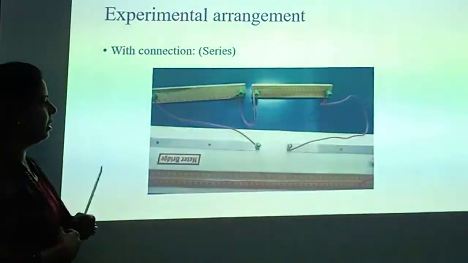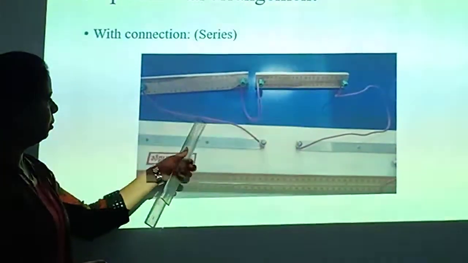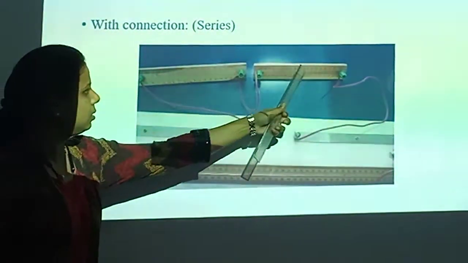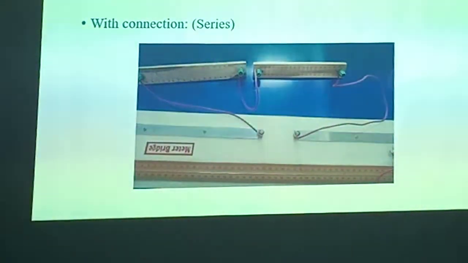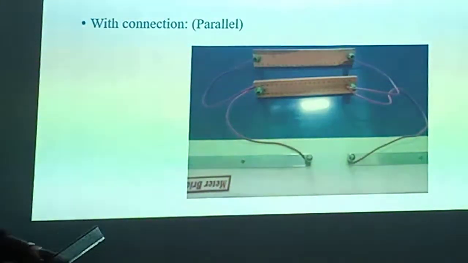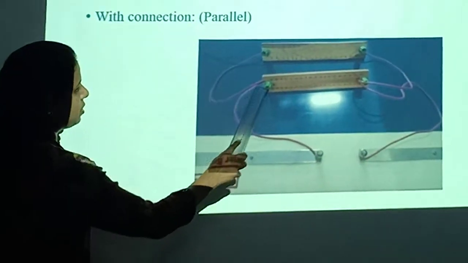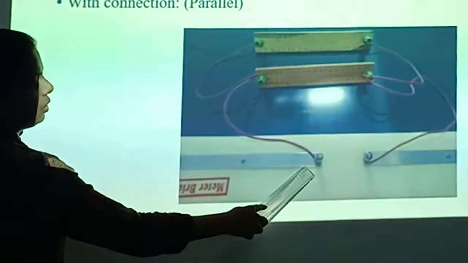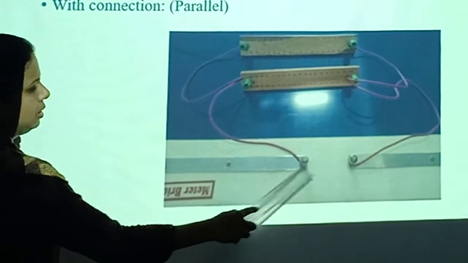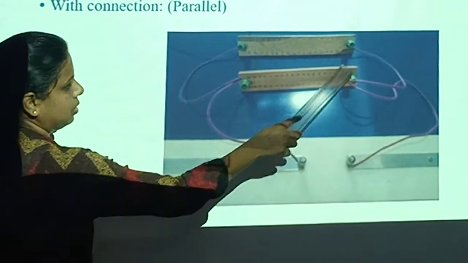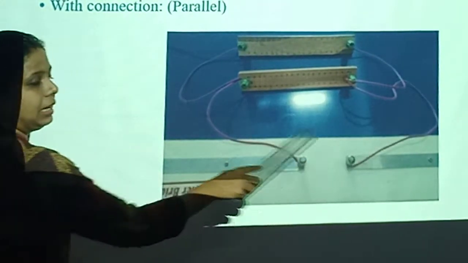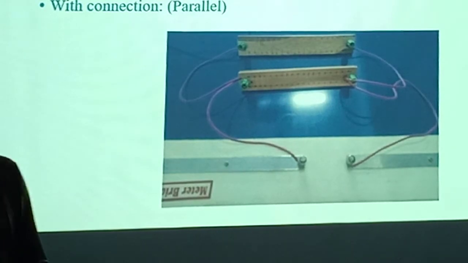This is the series combination, two terminals. This is the series combination. This is the parallel combination. In the parallel combination, what we have done is connected this x1 to x2. Then from x2 we have connected over here. So this is the gap of the meter bridge. This is how we will connect in parallel combination.